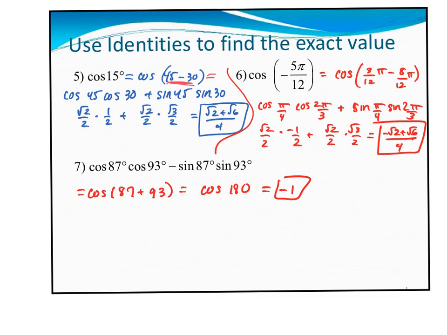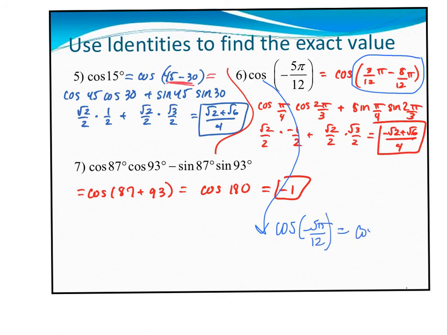All right, if we take a look at number 6, in this problem I worked it out using two angles to equal negative 5 pi 12ths. Now one of the things that we talked about in class is that based off of our negative angle identities, cosine of negative 5 pi 12ths is also the same as cosine of positive 5 pi 12ths. And the reason for that is because of our negative angle identity, which says cosine of a negative angle is still equal to cosine of the positive of the same angle. So if you'd rather, you can just work this out with a positive angle. You'll get the same answer no matter what.